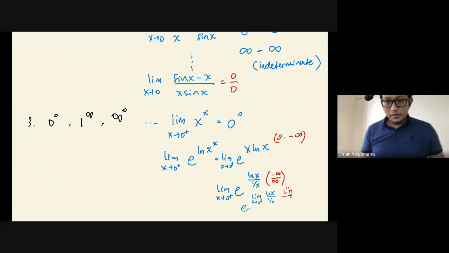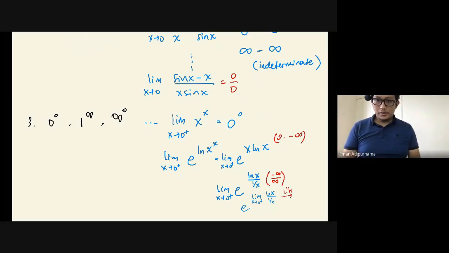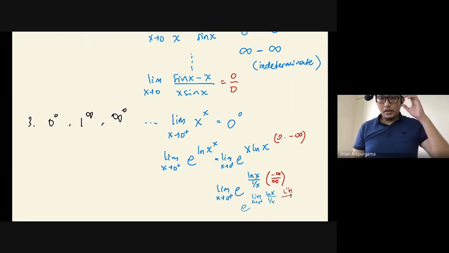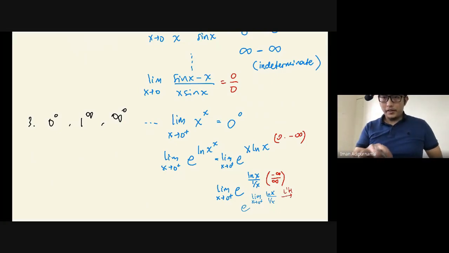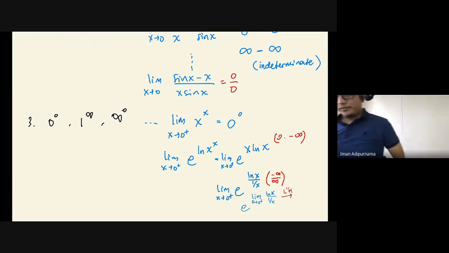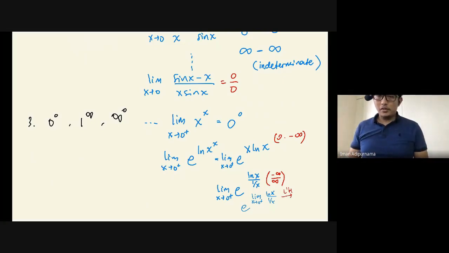Yes, Dirk. Why can we switch the limit of e to the limit of ln x over 1 over x? It's the limit law. So when you have something with the power of the variable that you are observing, then you can switch the limit to the index. That's possible. Like when you have the ln, you can go inside the ln.